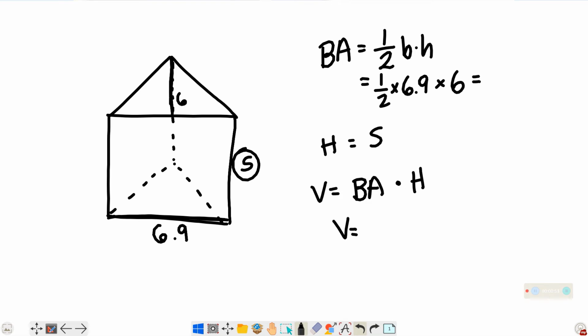Go ahead and calculate the base area and then multiply that by the height to find the volume. Your answer should be in centimeters cubed.